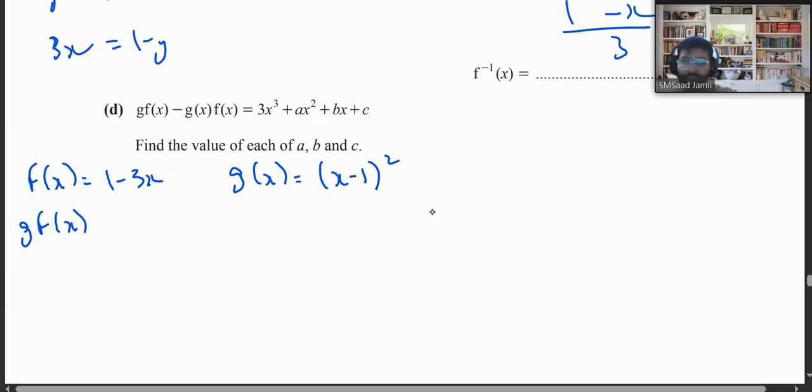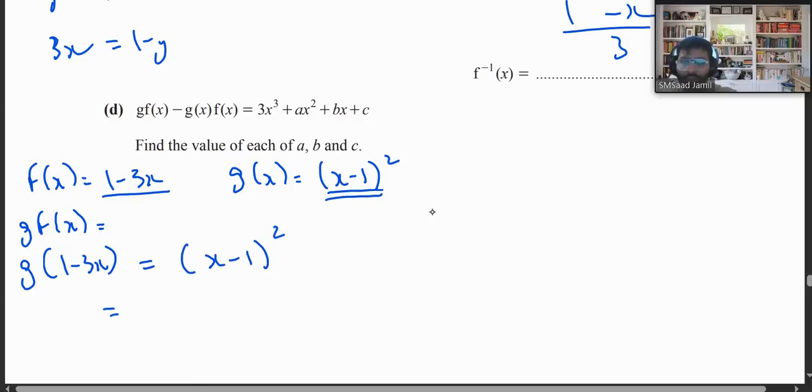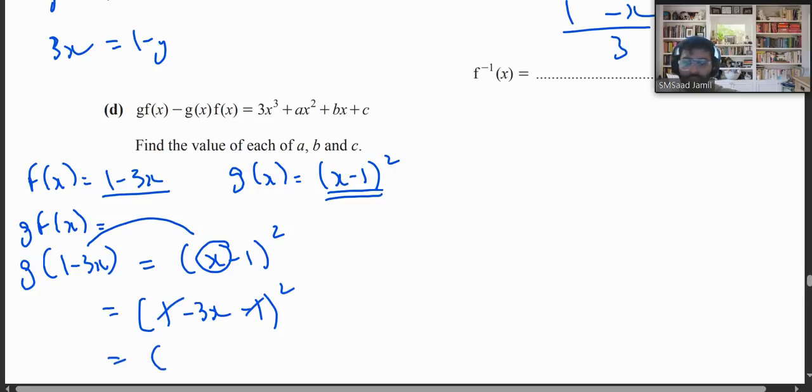Look, g(f(x)) basically means that in place of f(x) you write the value of g. So g(f(x)) means 1 minus 3x, in place of f(x) I wrote 1 minus 3x. And how do I find g? I find g using this, (x minus 1) whole square. So in place of x I will put this: (1 minus 3x minus 1) whole square. So minus 1 cancelled out. This becomes (minus 3x) whole square. It becomes positive 9x square. So g(f(x)) is 9x square.